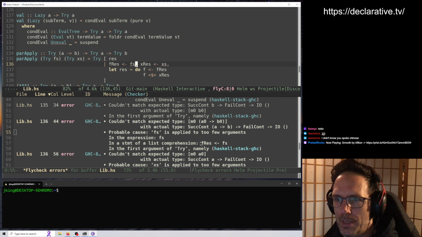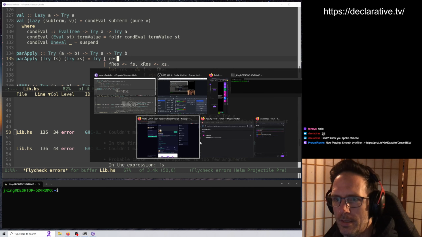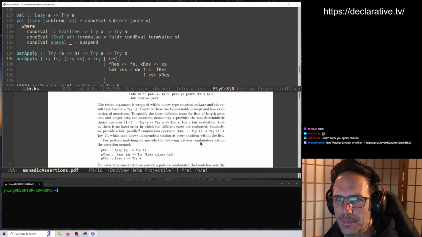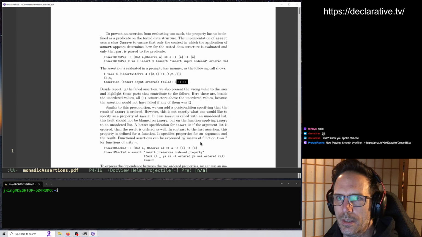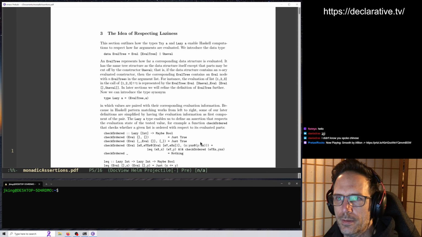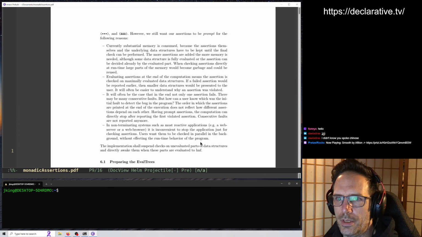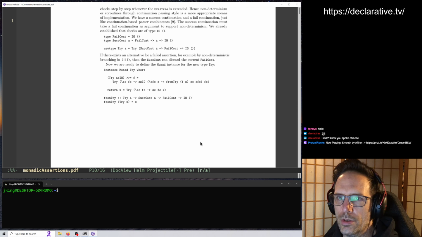Okay, so we've got a bunch in here. F's, X's, and we've got this try thing. This is the implementation of parallel apply. I believe this is from the paper. Let's see, the assertion monad. Respecting laziness, non-determinism. Generating our eval trees, and now we're in promptness. So a slight optimization here with coroutines and stuff that they introduce.